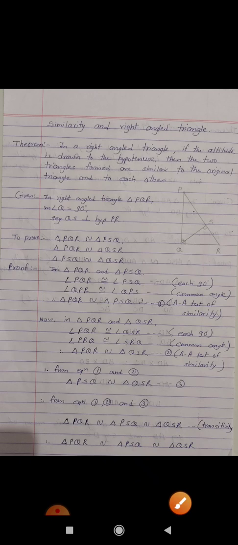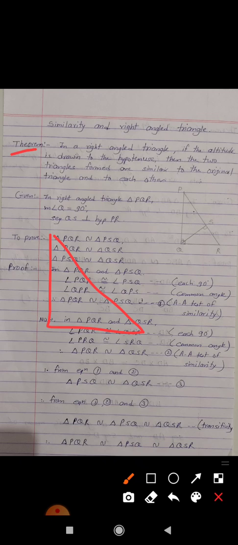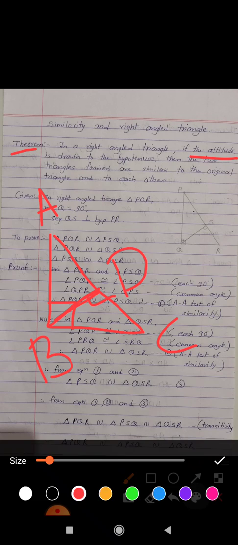So let us study first its statement. The statement is, in a right angle triangle, here we require one right angle triangle. If the altitude is drawn to the hypotenuse, here suppose AC is the hypotenuse, so I am drawing this altitude from its opposite vertex. So suppose BD is the altitude. Altitude means a perpendicular drawn from its opposite vertex.